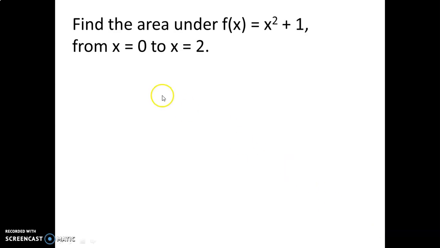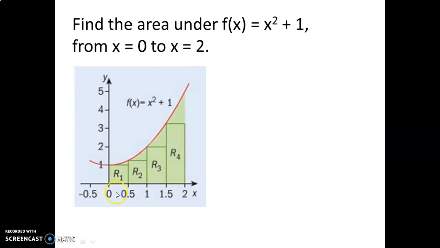Okay, so let's say we were looking to find the area under this function. This is a parabola, x squared plus 1, and we want to find the area from x equals 0 to x equals 2. So here's x equals 0, here's x equals 2, here is that parabola in red, that curve, and here we're trying to find this area underneath it.